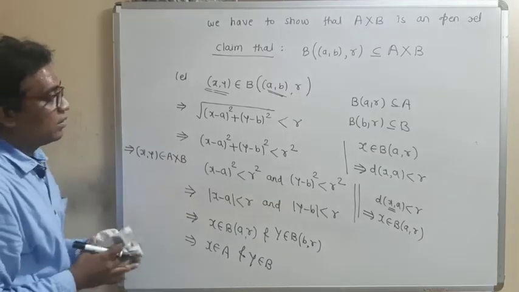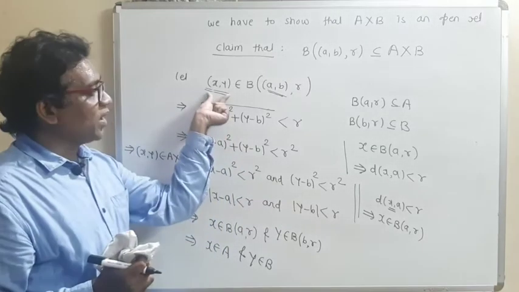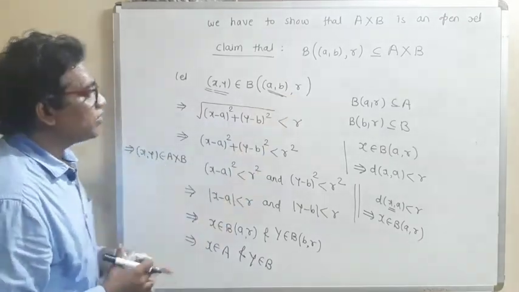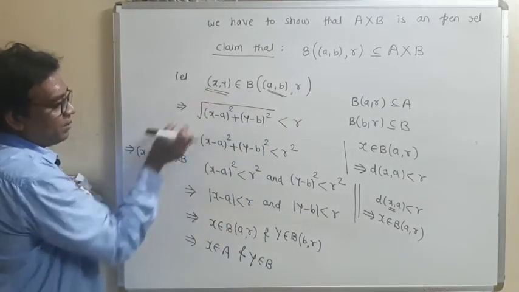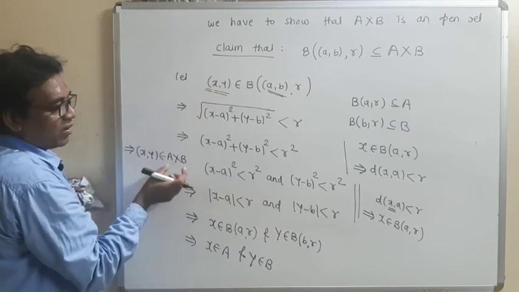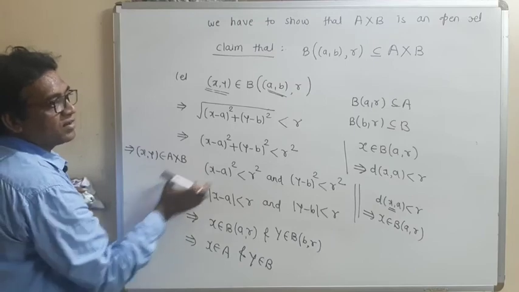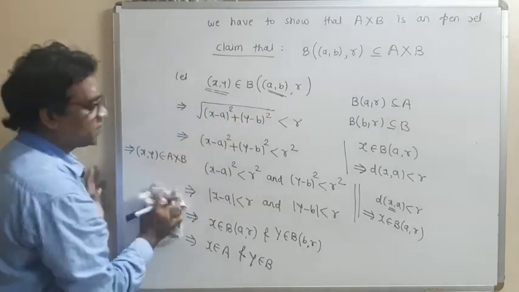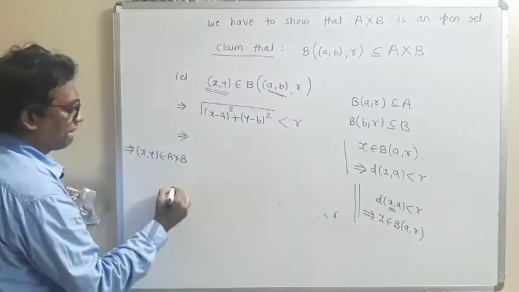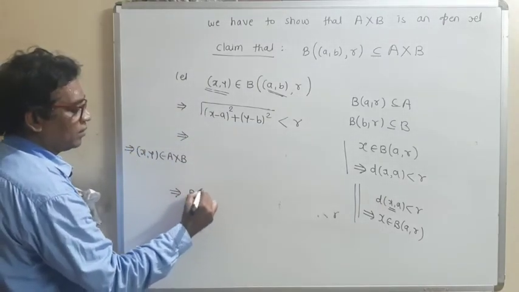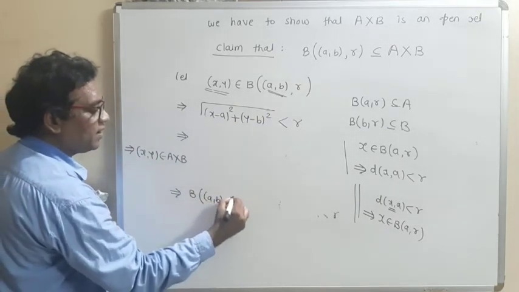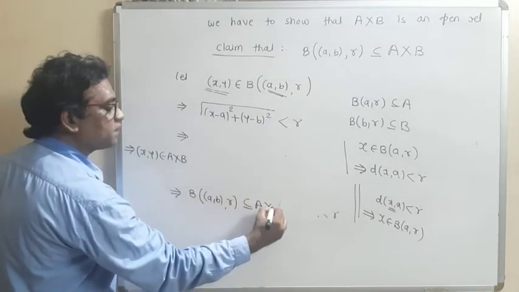So see, we have taken (x, y) as an element of this open ball or open sphere, and we have shown that this same element (x, y) is present in the second set A cross B. So according to the definition of subset, we can say that this first set is a subset of the second set. So write down the conclusion. This implies the open sphere B with center at (a, b) and radius R is a subset of A cross B.